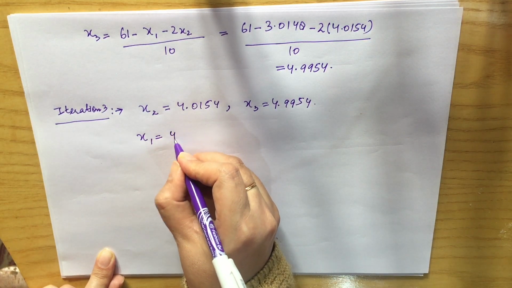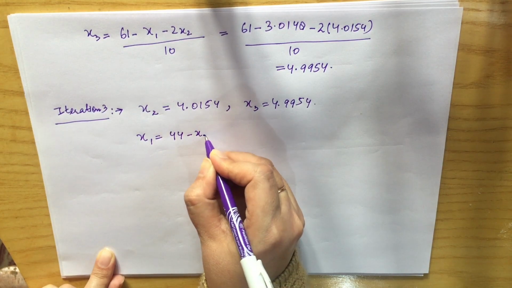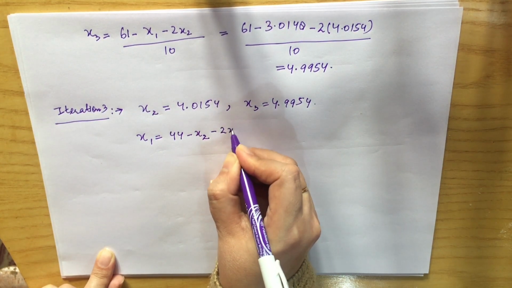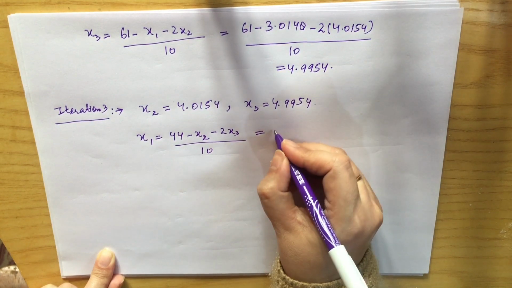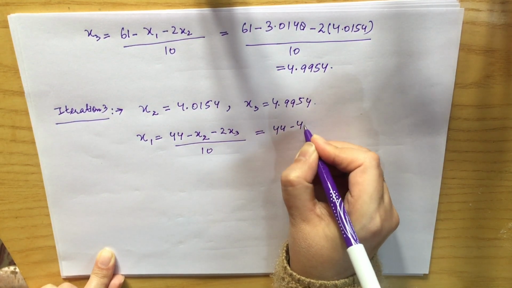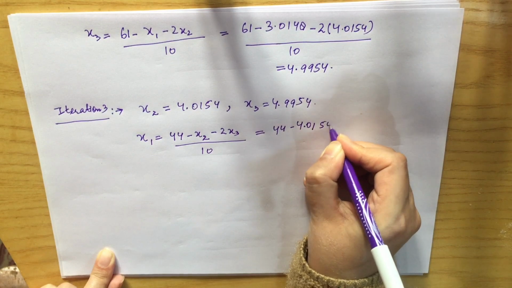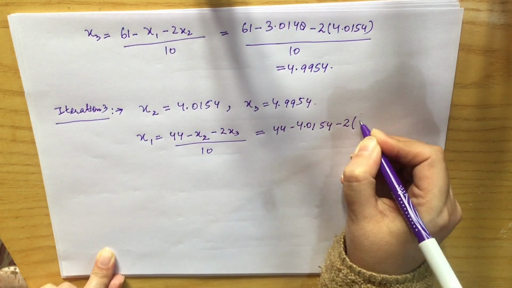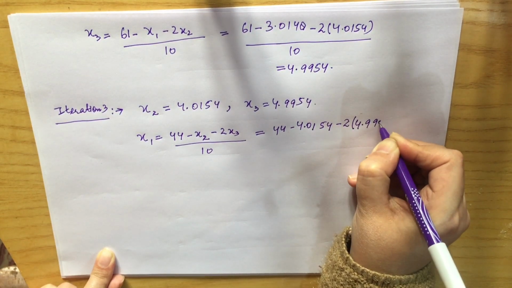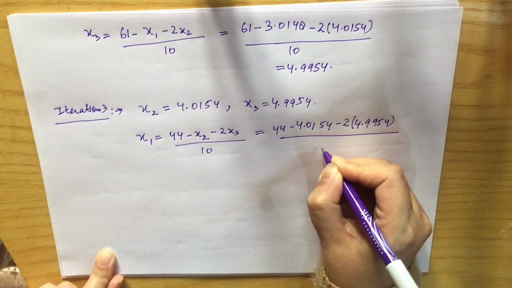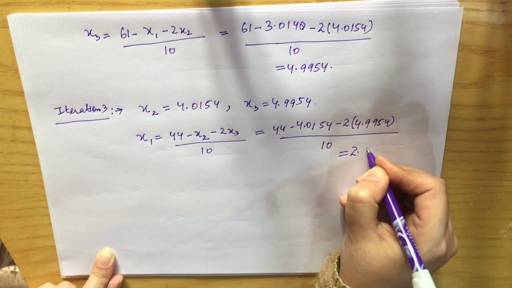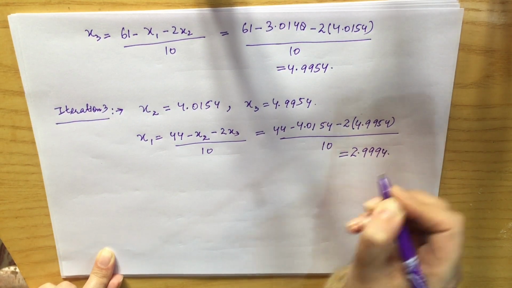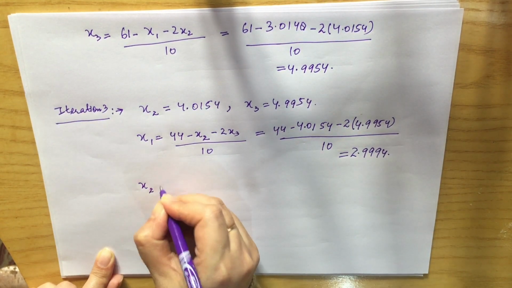So our x1 will be equal to (44 minus x2 minus 2x3) divided by 10. If you calculate it, it is equivalent to (44 minus 4.0154 minus 2 multiplied by 4.9954) whole divided by 10. When you calculate it, it will be equivalent to 2.9994. So now you have to calculate the value of x2.